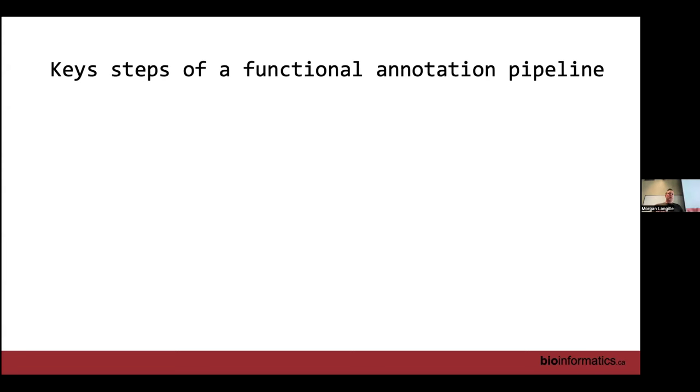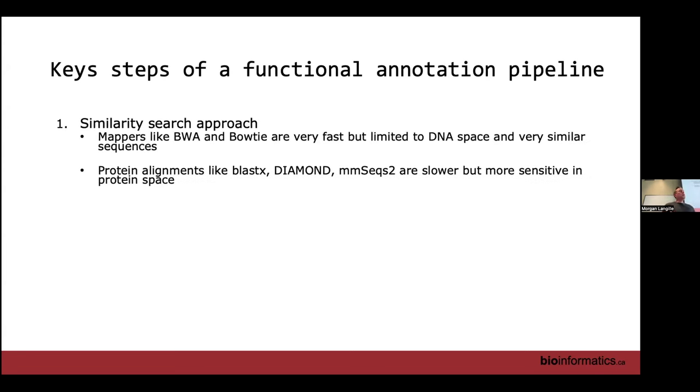Okay, so what are the key major steps of a functional annotation pipeline? One is the choice of similarity search algorithm. Before, we talked about Bowtie or BWA, and if you remember, I referred to those as DNA mappers. They're very fast, especially at high percent identities. They are searching in nucleotide space, and as I mentioned, they have to have a fairly high similarity to detect hits.